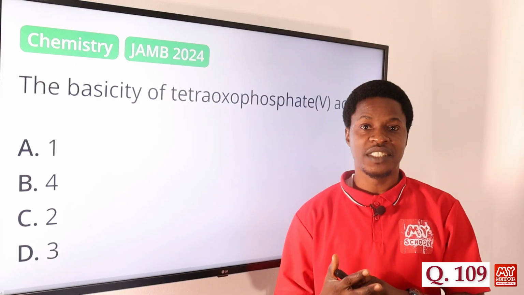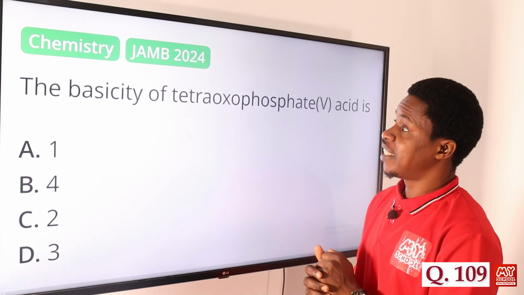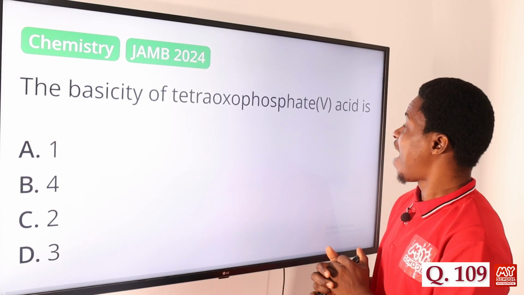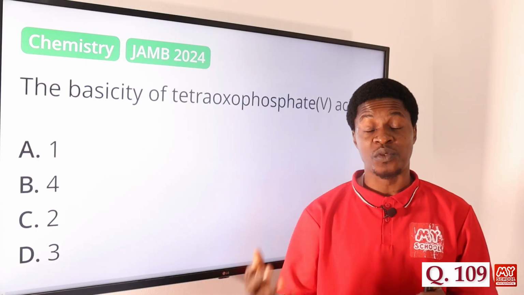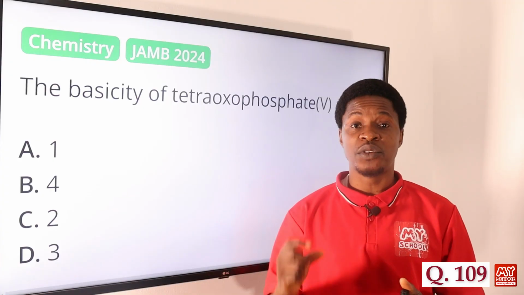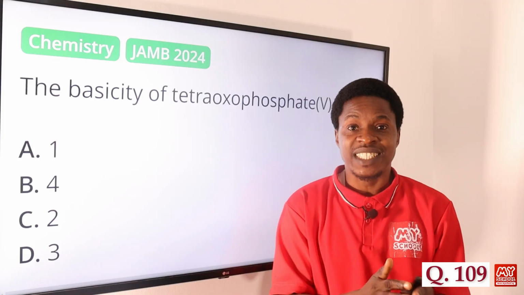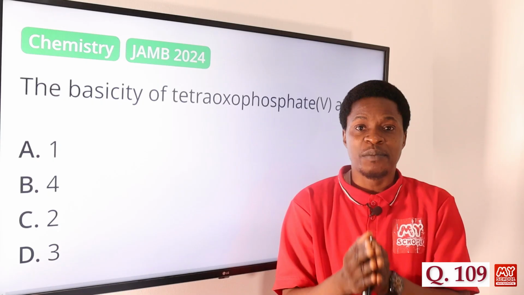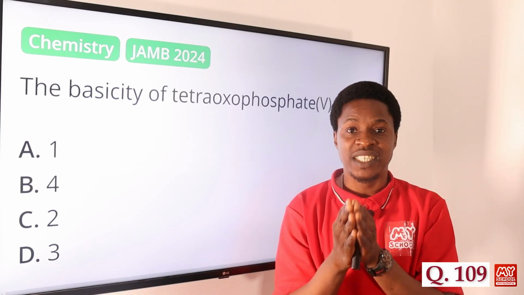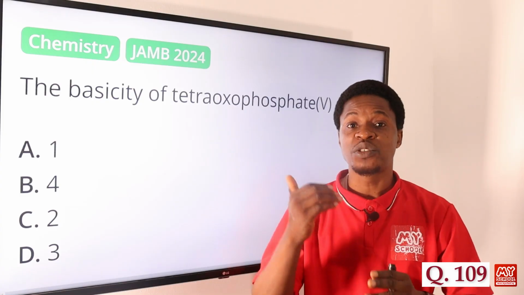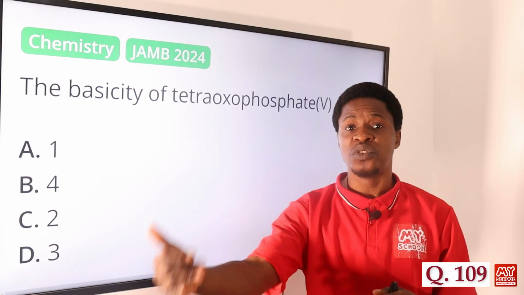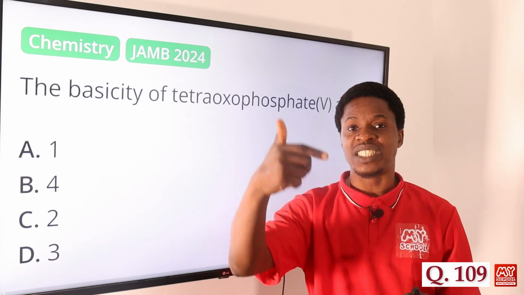Now, question 109. The basicity of tetraoxophosphate 5 acid is what? What is basicity? Basicity has to do with the number of replaceable hydrogen ions that is present in an acid. We could have the weak acid, we have the strong acid. If we dissociate them in water in solution, how many hydrogen can be replaced?